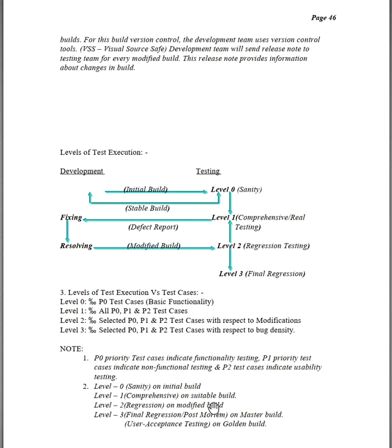You can see the development starts with the initial build, that's level 0, and then the feedback will be provided to the development team until it becomes a stable build. Then there will be the level 0 sanity, which will be done by the testing team. When we move to level 1, it is the comprehensive or real testing. We will have a stable build, and defects will be raised. There will be defect reports, and the development team will be fixing and resolving them, and then the modified build will come. That will be the regression testing, and level 3 will be the final regression.